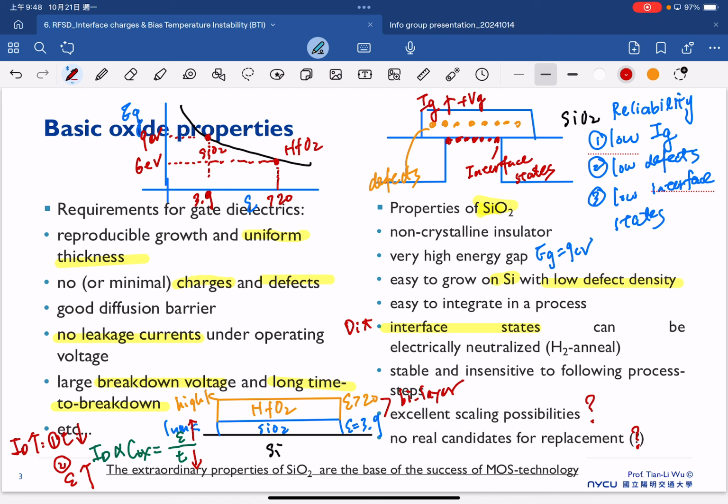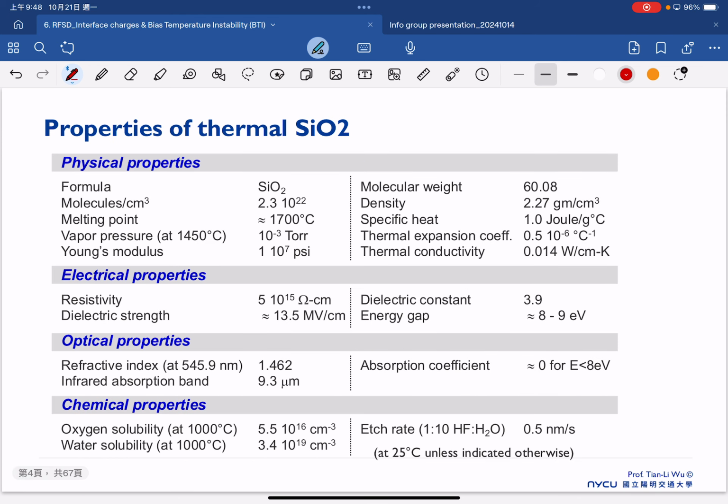But since silicon dioxide is still one of the most important dielectrics, we will still use silicon dioxide as an example. But many basic understandings or theories that we use for silicon dioxide can be easily extended to other materials as well.